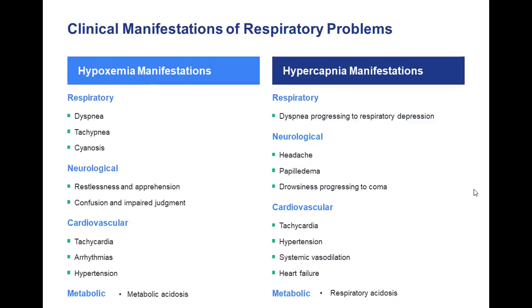When oxygen in the blood is low, a state known as hypoxemia, the body will mount a systemic response. As nurses, we must recognize these subtle multi-system signs.